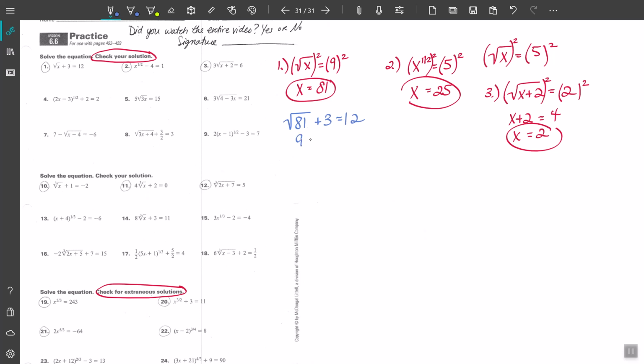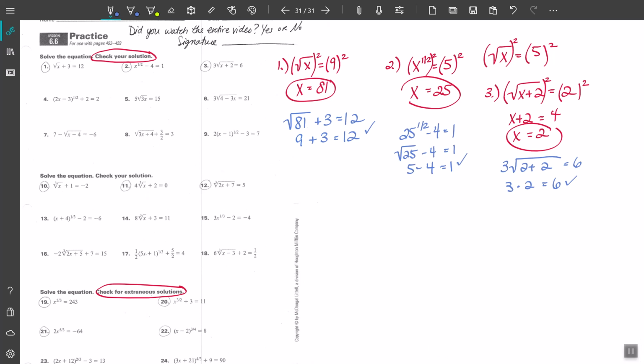And so when we solve for that, we can see that yes, 9 plus 3 does equal 12. So that means that 81 is a solution for this equation. So go ahead and pause the video here and work number 2 and 3, checking your solution. And then after you have that, just turn the video back on and check your work with mine.